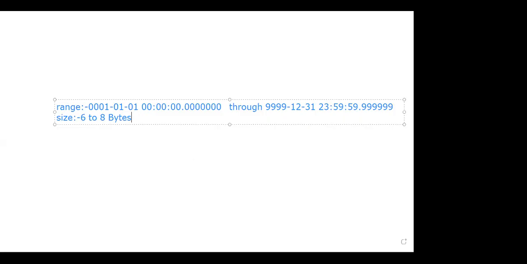Take down this one. In real time, we most probably use date time 2 or small date time. These two data types we will be using mostly in real time. Please take down, no issues.